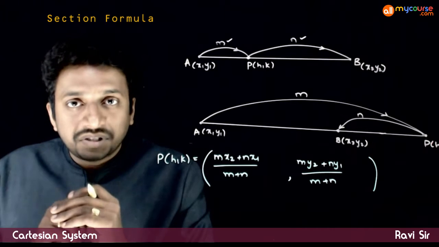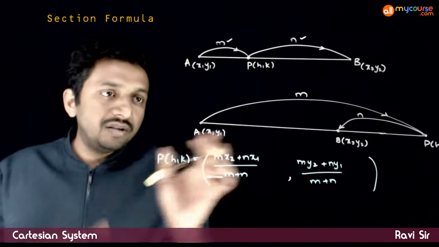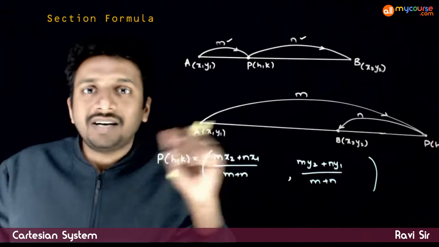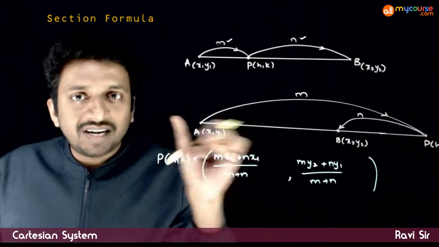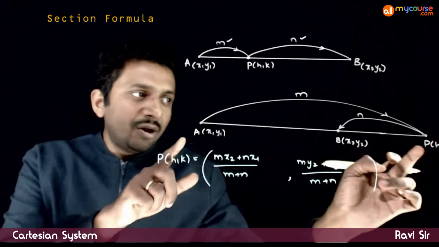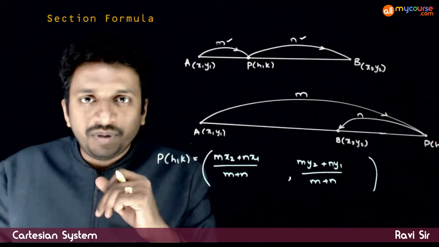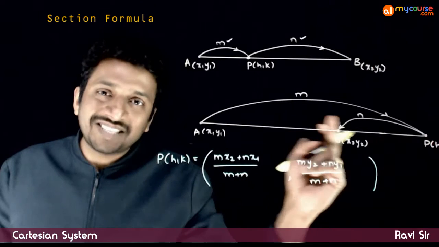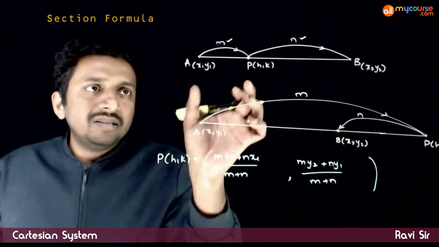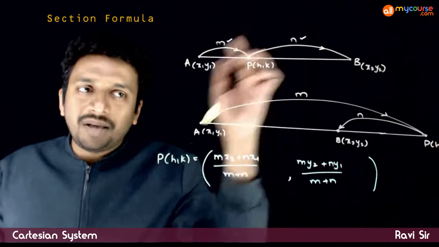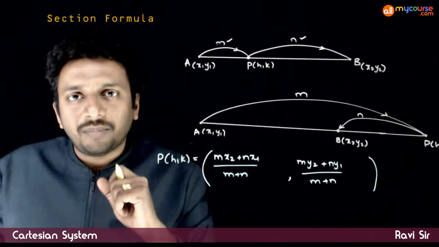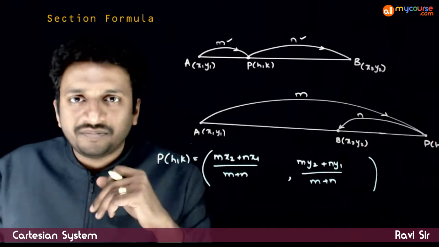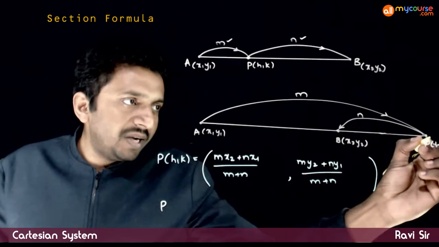There is another kind of division called external division. If you join A and B, a point on the extended line AB such that the length of AP by the length of BP is equal to m by n is said to divide AB externally in the ratio m:n. So AP by PB is equal to m by n. Here also AP by PB is equal to m by n, but here P lies within AB, there P lies outside AB. So let us call this P dash.